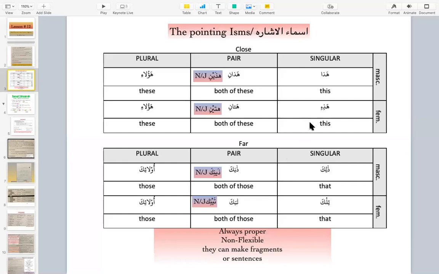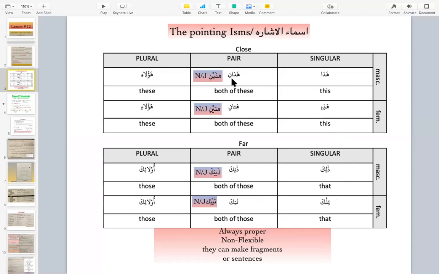Okay, sorry about that. So this is the one. Now, since it says haza, hazihi, haulai, and then ulaika, zalika, tilka, the singular ones and the plural ones are fixed. They are mabni, non-flexible. So their rafa, nasab, and jar are going to be the same. But the dual has some flexibility.